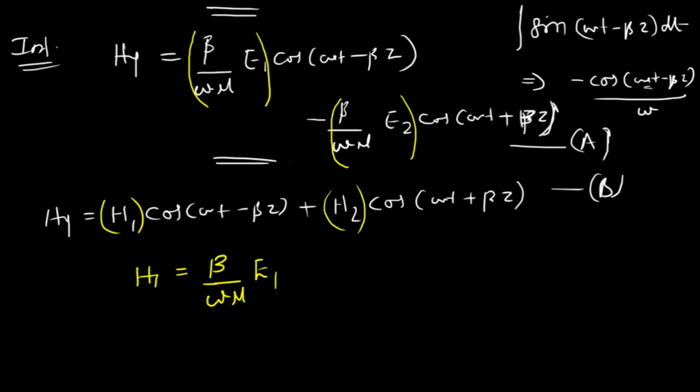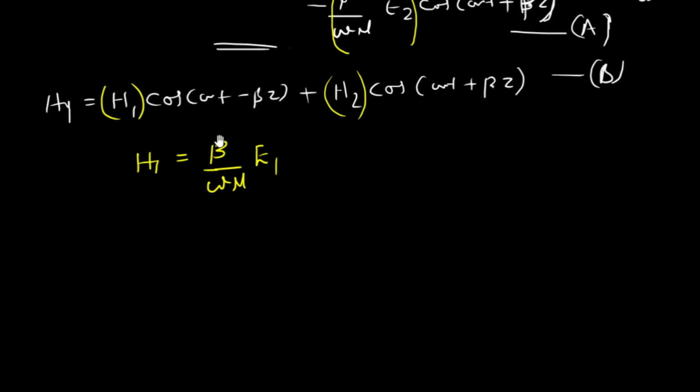Now let us take the ratio, because it is always better to write it as a ratio when we find relations. So let me take the ratio E1 by H1. Bringing H1 to this side and the rest to the other side, you get that E1 by H1 is omega mu by beta.